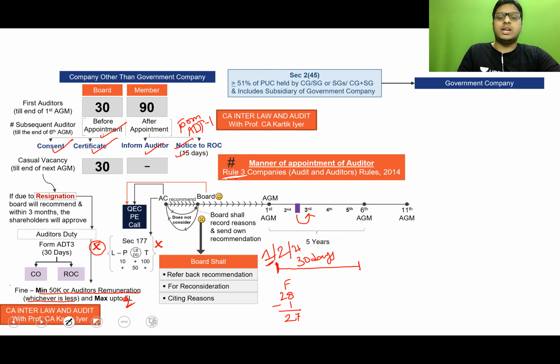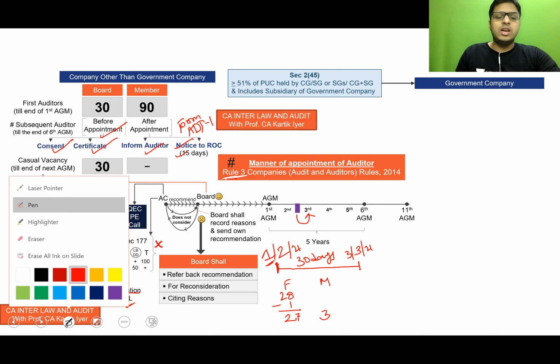Then for making it 30 days, how many days do you need in March? 3 days. So you get 3rd of March. So the auditor has to file the form ADT3 and submit it to the company and ROC by 3rd of March 2021. Now, if the auditor does this, then of course no penalty.